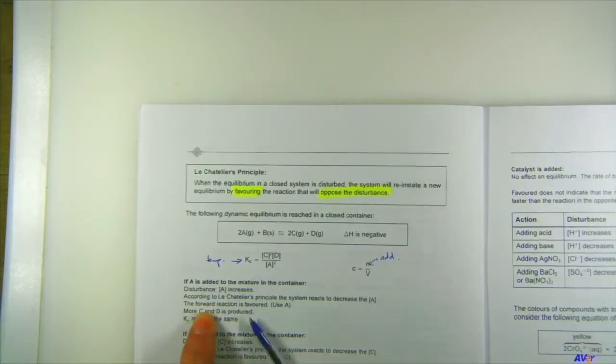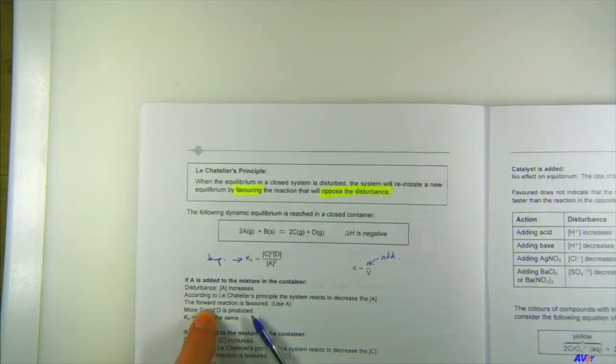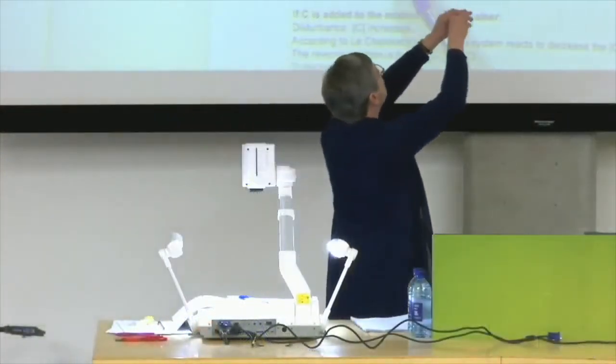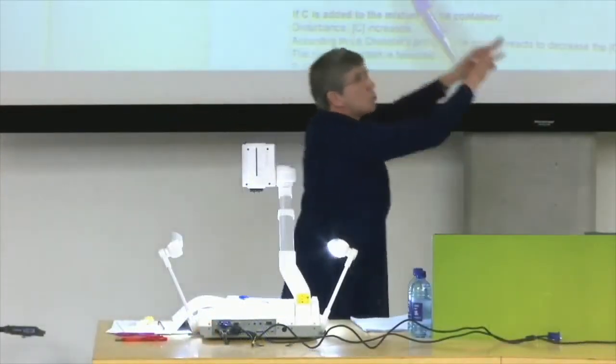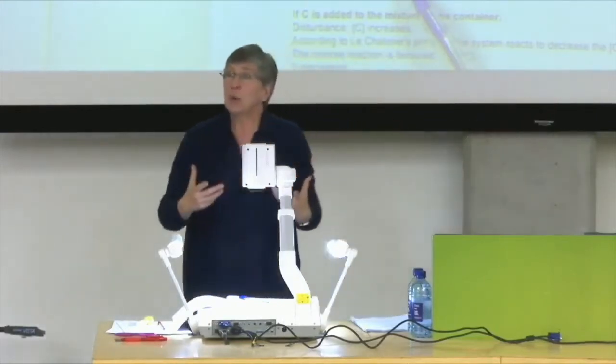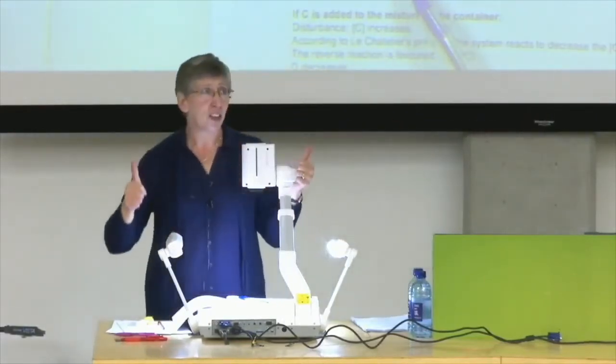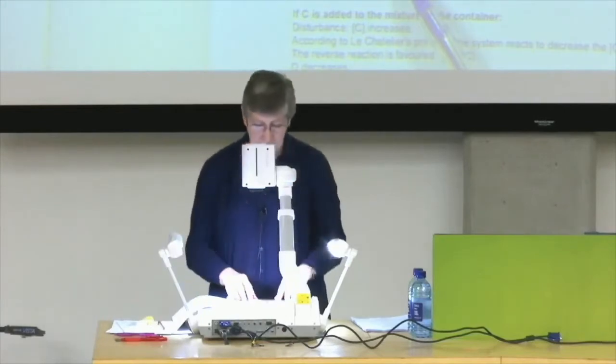Right, but we're making money, eh? Is this going to make money or not? What's happening to C and D that I want to put in bottles? Well, if I favor the forward reaction, I end with more C and D. So that's a good thing to do if you want to make money, eh? Right. Okay, and how about the Kc value?